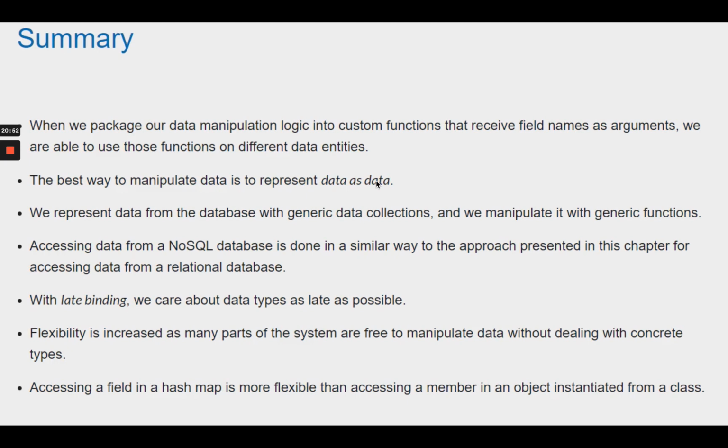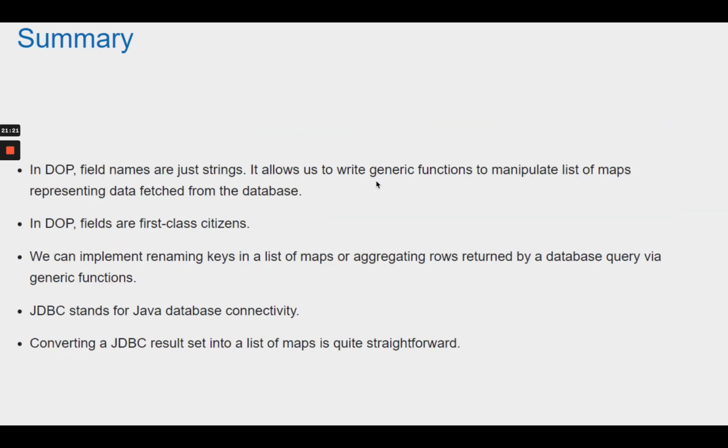Accessing data from a NoSQL database is done in a similar way to the approach presented in this chapter for accessing data from a relational database. With late binding, we care about data types as late as possible. Flexibility is increased as many parts of the system are free to manipulate data without dealing with concrete types. Accessing a field in a hash map is more flexible than accessing a member in an object instantiated from a class. In DOP, field names are just strings.